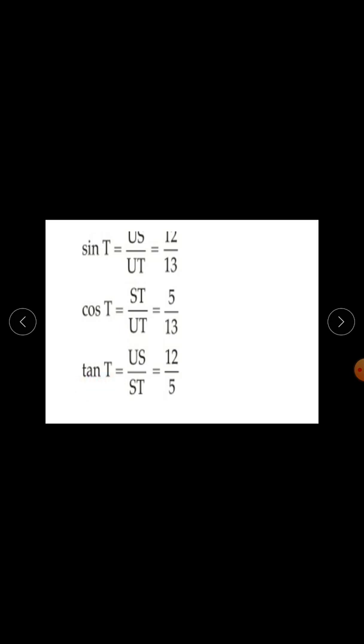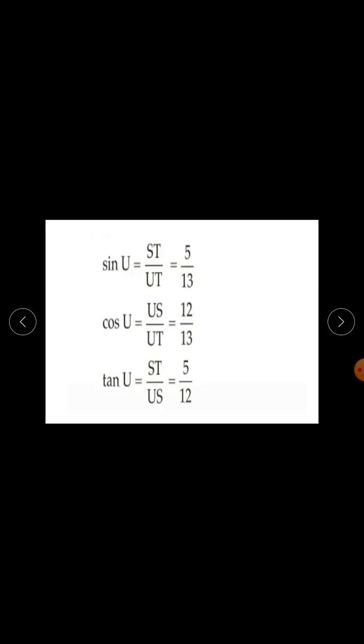Now tan T. Tangent ratio is the ratio of opposite side upon adjacent side, and opposite side of angle T is US and adjacent side is ST. So tan T equal to US upon ST. Now substitute the value of US. US is 12. So substitute here 12 and ST is 5 units. So substitute here 5. So tan T equal to 12 upon 5.